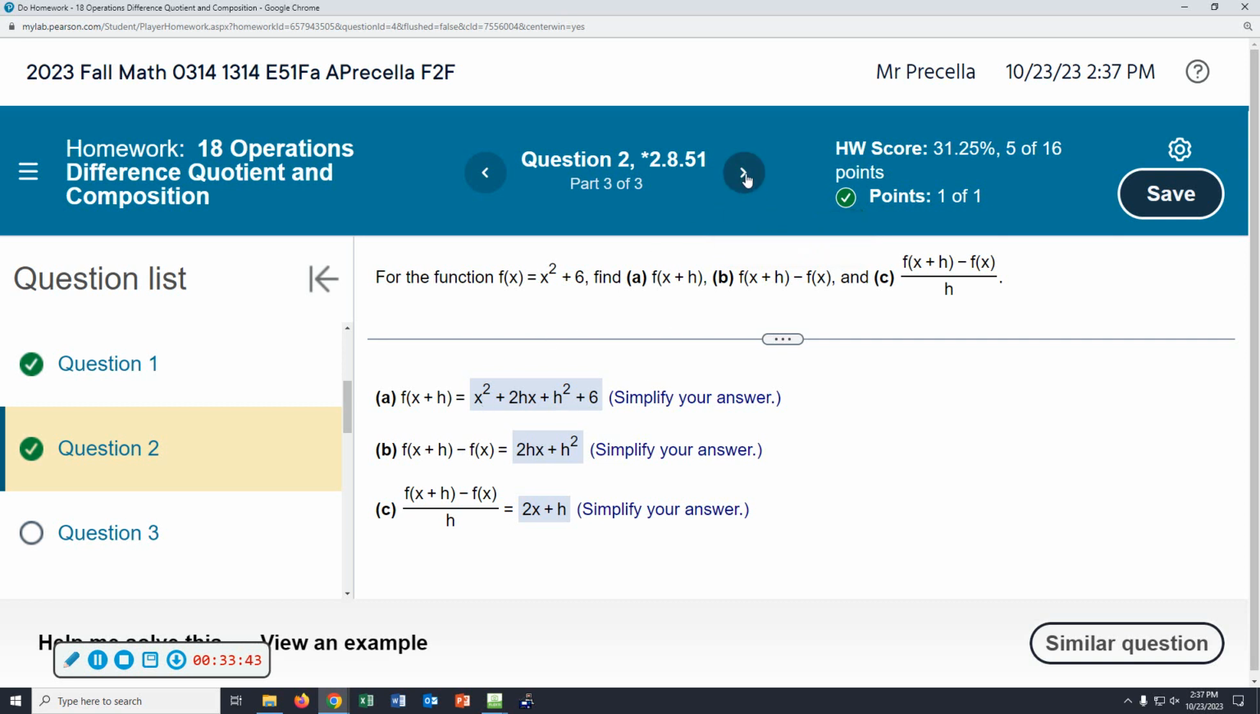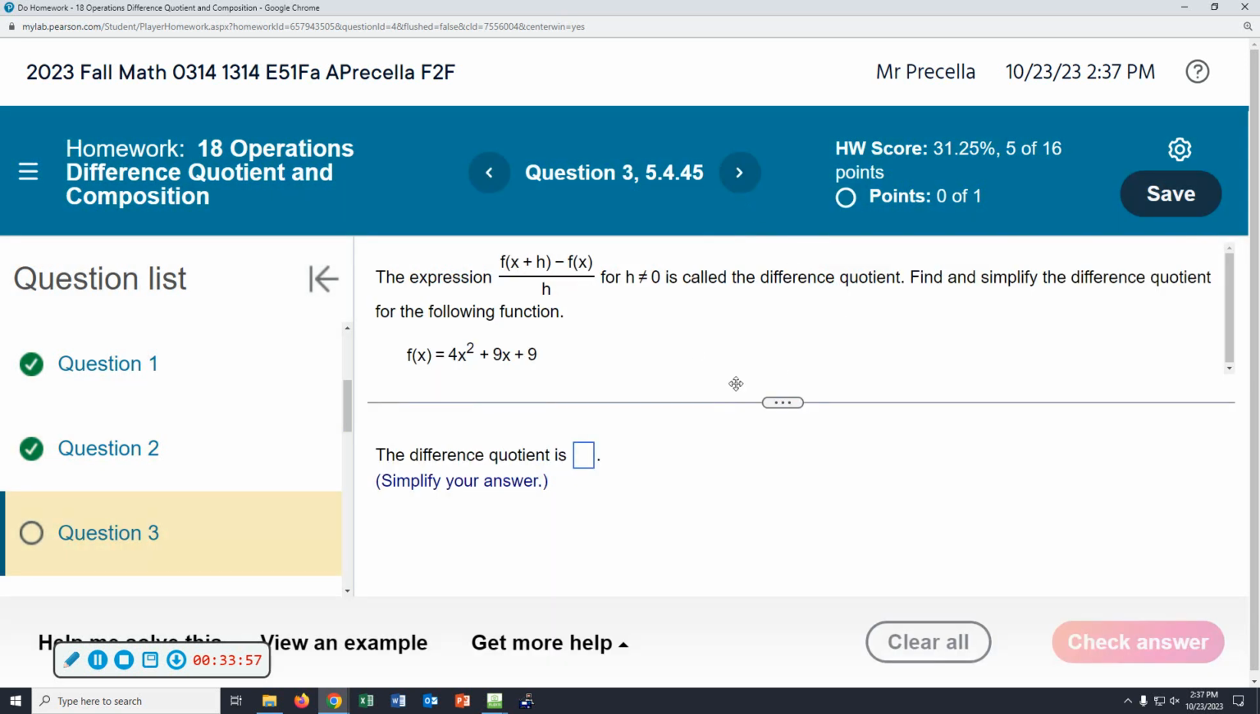Now, number 3, they're not going to say use those 3 steps. They just want the final answer. They just want this, what we have right here. We're still going to break it into the 3 steps. Let's look at number 3. They give us the function. Oh, this is a messier function. F of x is equal to 4x squared plus 9x plus 9.